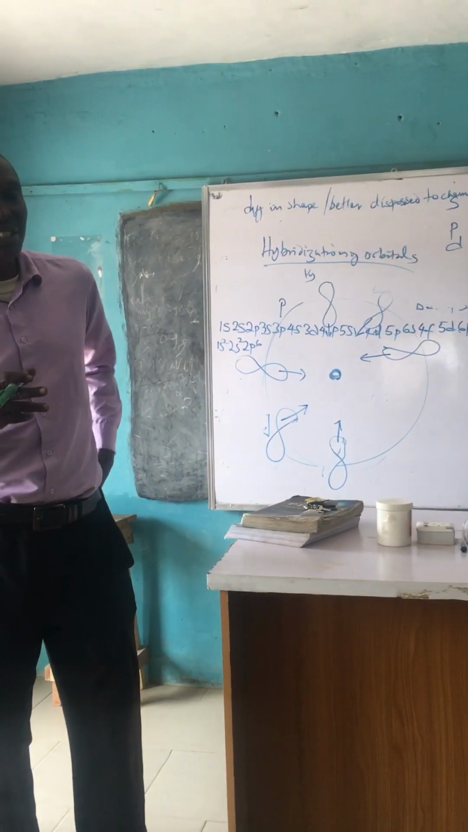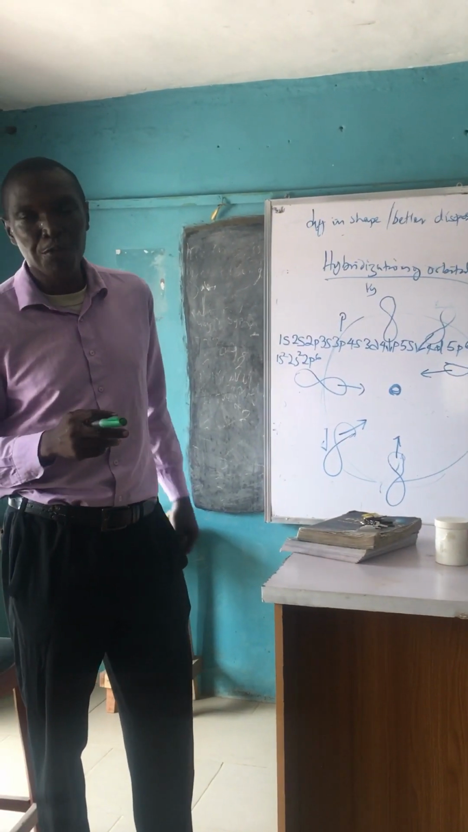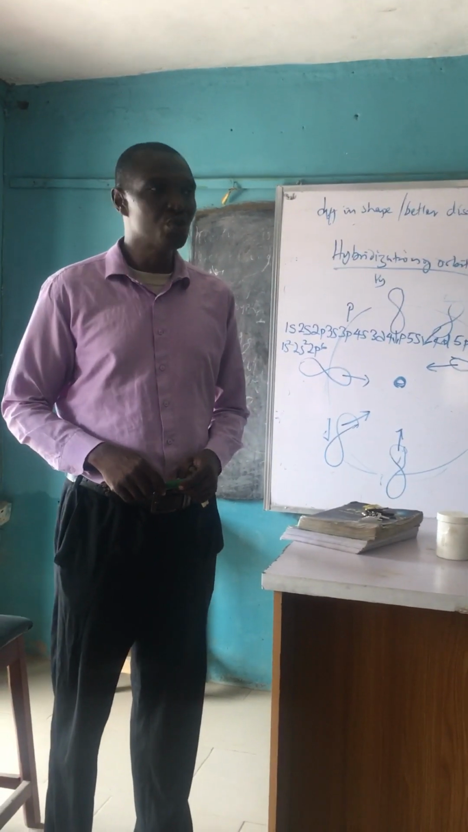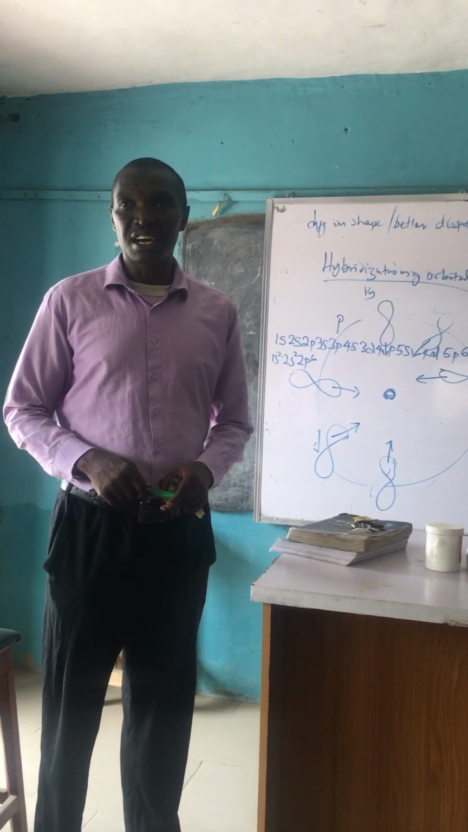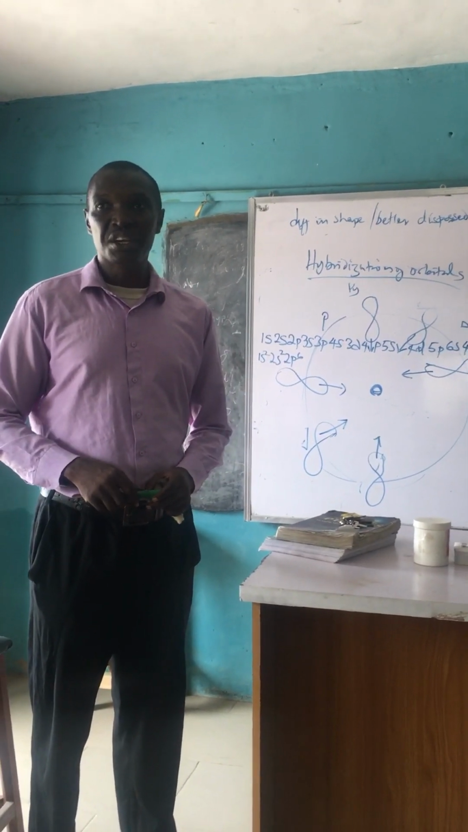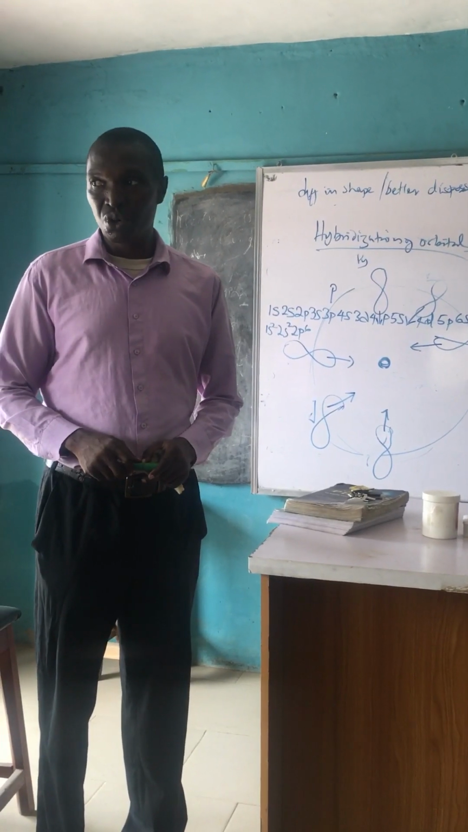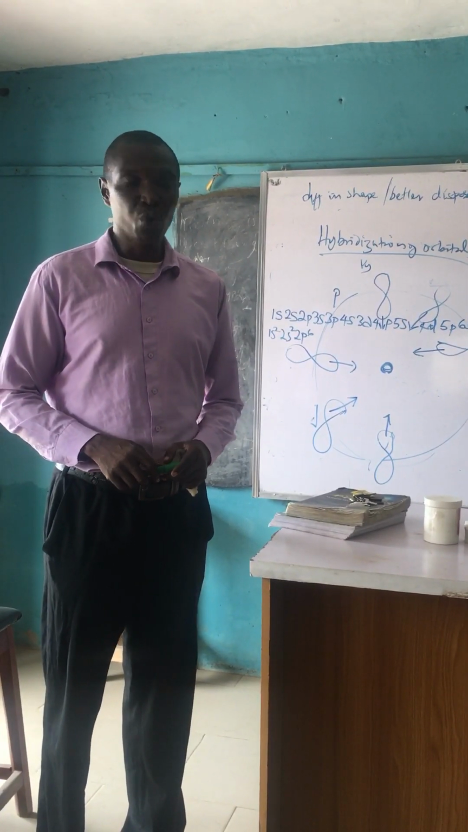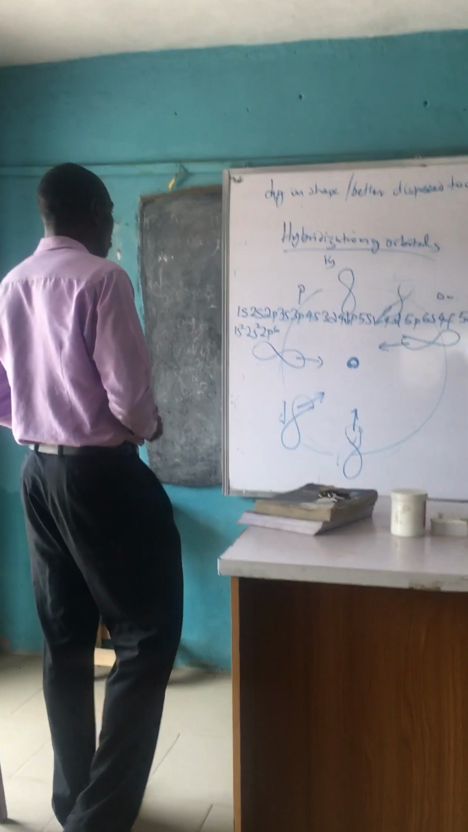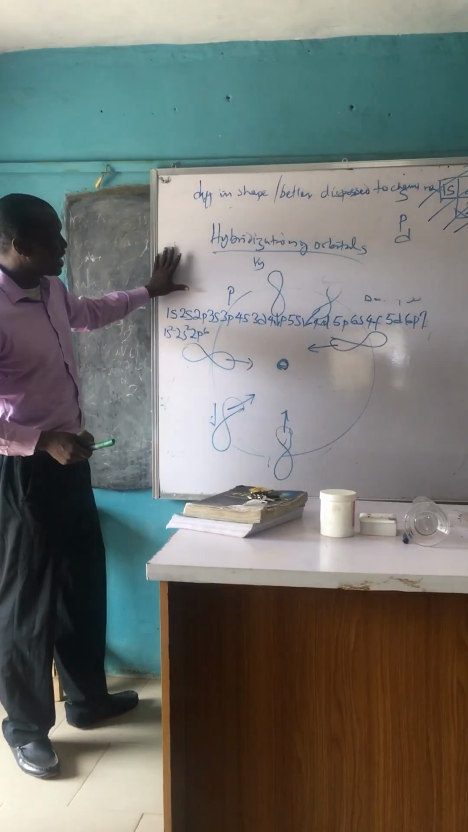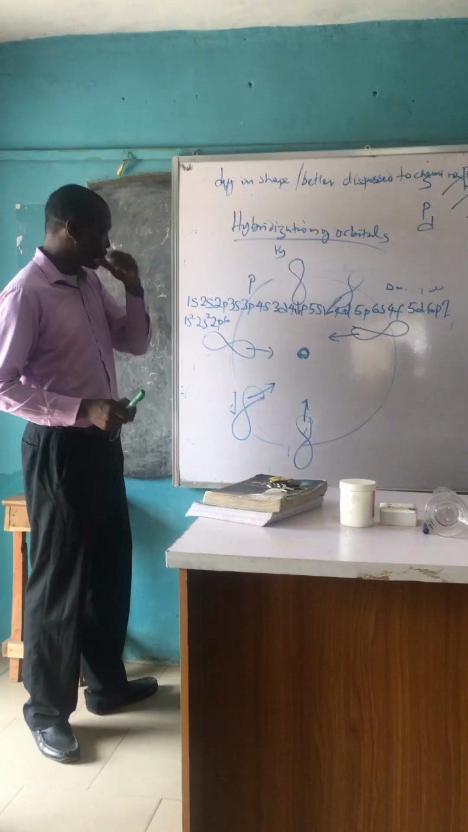Hybridization of orbitals is the mixing of orbitals in an atom to produce another orbital or other orbitals that are different in shape but are better disposed to chemical reaction.